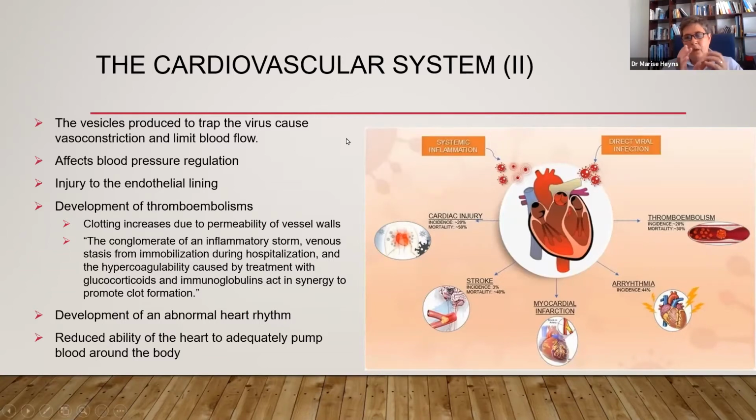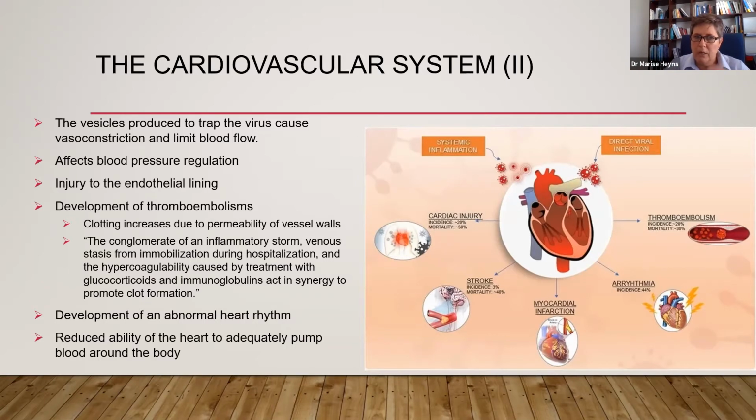So first of all, when the heart picks up that this virus is in the area, it will produce vesicles to trap that virus. And the moment it produces these vesicles, that can cause a constriction, and that can limit blood flow. So the moment blood flow is limited, your blood pressure is affected. So now you must regulate your blood pressure. Suddenly, the heart must work harder. It must pump stronger to get the blood to the periphery, to your big toe and to the tip of your fingers and the top of your head.